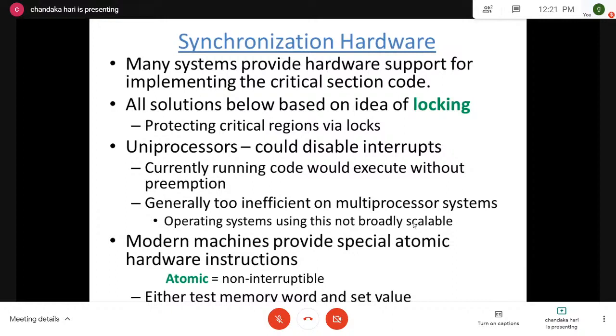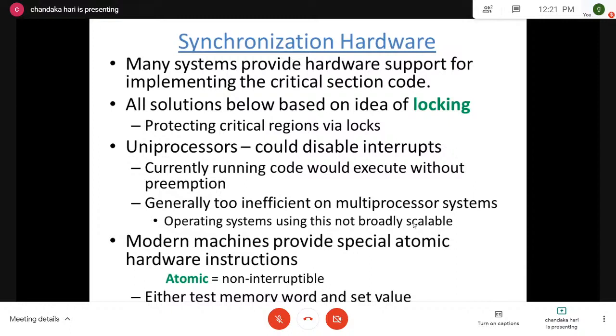What is this coherency and consistency? It implies that if any processor makes an update on its local cache, that update should be done in all the local caches of the CPUs at the same time. Otherwise, the data is inconsistent. And operating systems using this approach are not broadly scalable.